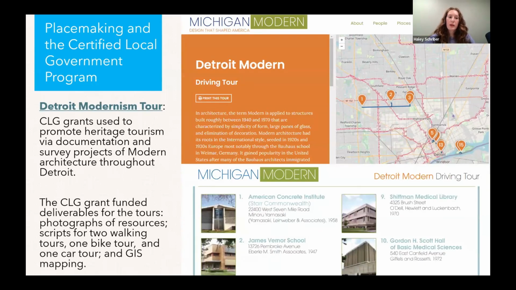A third example is similar to Washtenaw, and that is with the city of Detroit. The city of Detroit has used a couple of their grants to fund their Detroit Modernism Tour. So these have been used for documentation and survey projects along their corridors, and some of the CLG grant funded deliverables have been photographs of the resources and scripts for 2 walking tours, 1 bike tour, 1 car tour, and GIS mapping.